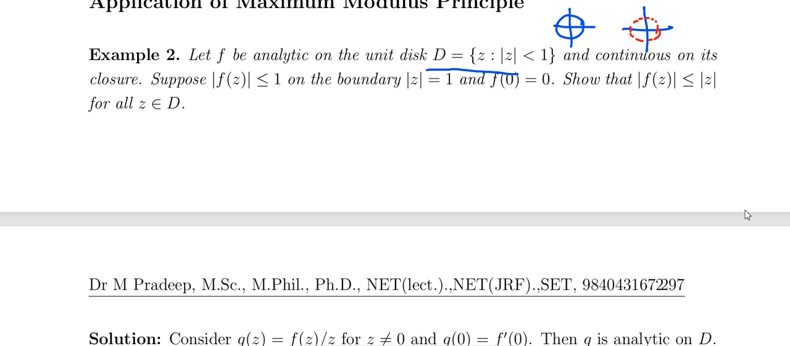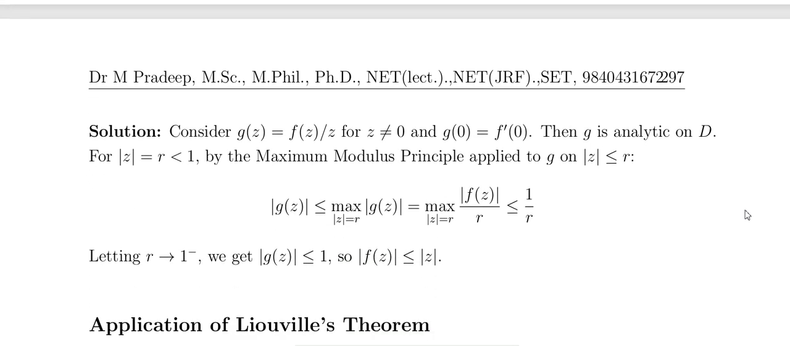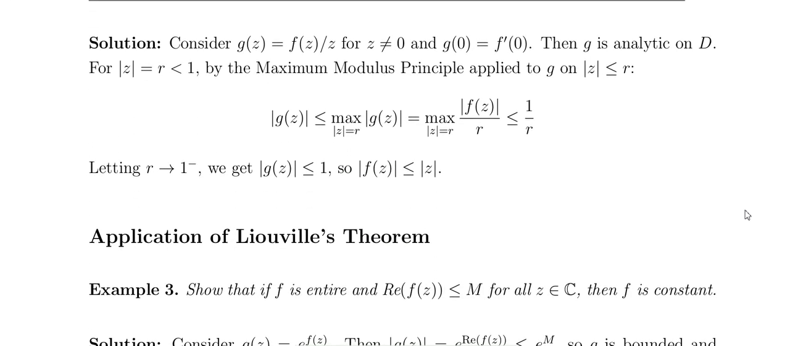Continuous on the closure. So suppose mod of f of z is less than or equal to 1 on the boundary, mod z equal to 1, and f of 0 equals 0. Then the modulus of f of z is less than or equal to mod z, for all z belonging to D. So that is an important example.